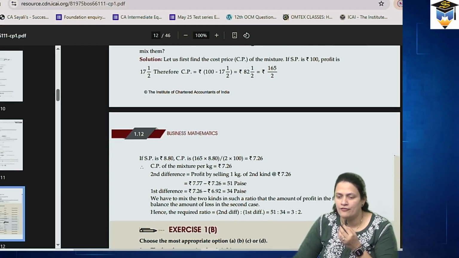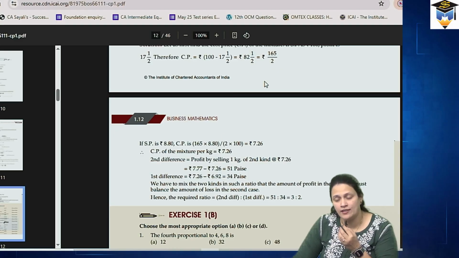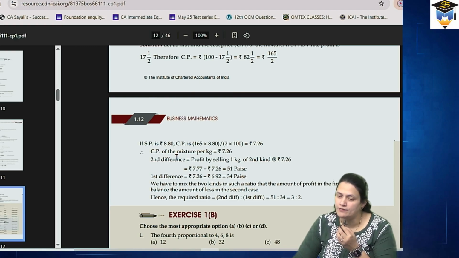Now in the second condition they have given the SP value equal to 8.80. So how to calculate CP? Using this. Okay, so 165 into 8.80 divided by 2 into 100. So CP of the mixture comes out to be 7.26. Have you understood this part?